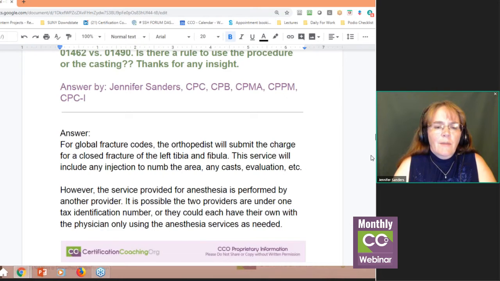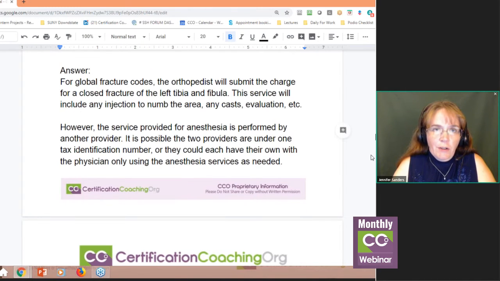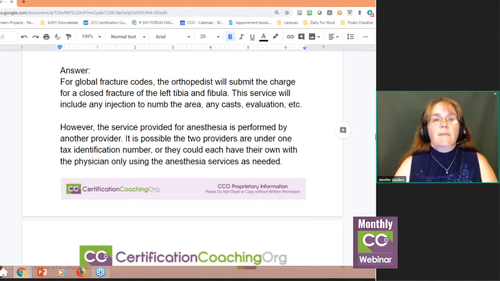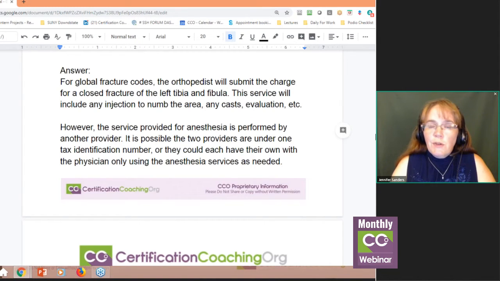So I talked a little bit earlier when we talk about these global fracture codes or these surgical codes, our 90-day global period. So the same thing falls for our fracture codes. Now, you didn't perform surgery on them, but that's how your bill is going to come back to the patient, and they're all going to say, I didn't have surgery, I broke my foot. Well, it's kind of all the same thing.